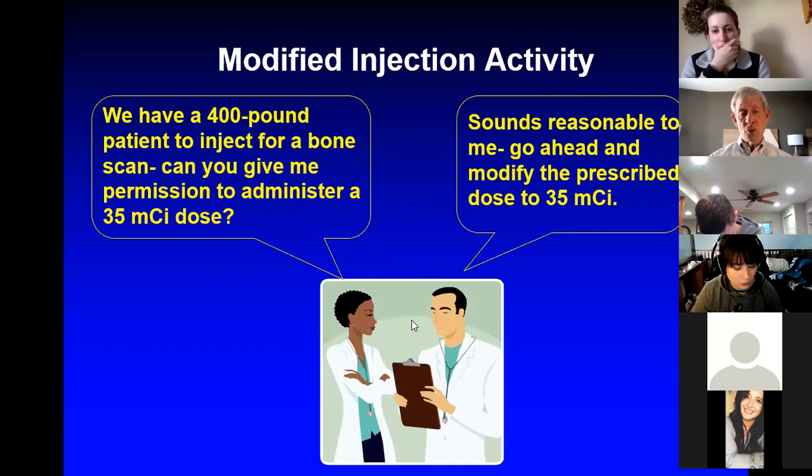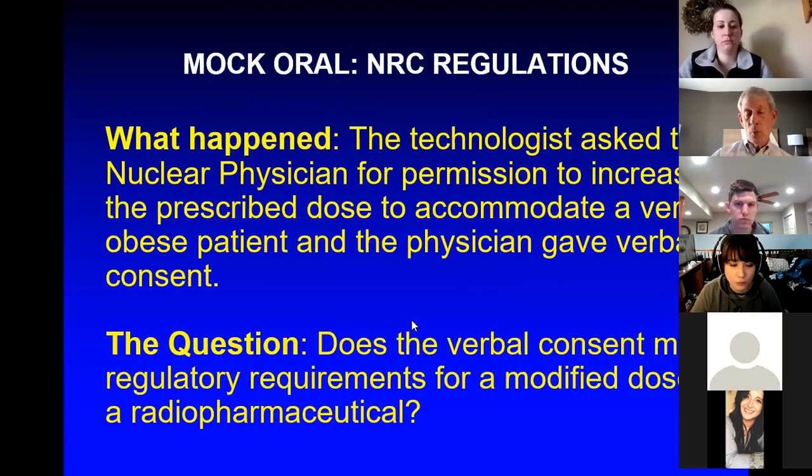Here's a technologist who's saying to the physician, you know, I have a 400-pound patient coming in for a bone scan. Our typical dose is 25 millicuries, but I think it would be a good idea to give a 35 millicurie dose. And the doctor says, okay, sounds like a good idea, go ahead. We'll go ahead and do that. So the technologist gave a recommendation. The physician gave a verbal approval. Again, does that verbal consent meet regulatory requirements for modification of a dose? And I see some head shaking no, and that is, of course, the correct answer. It must be in writing.